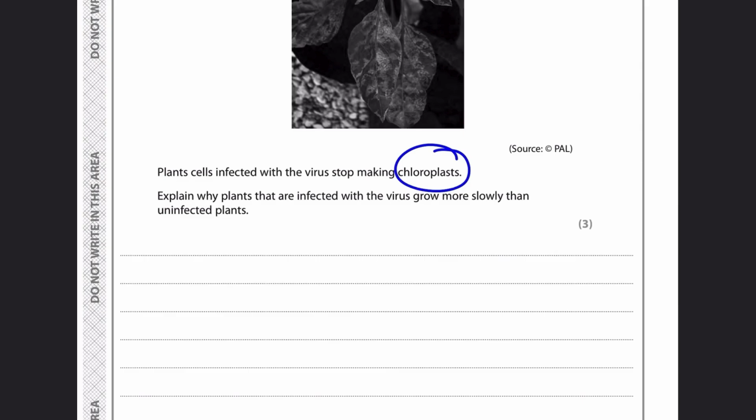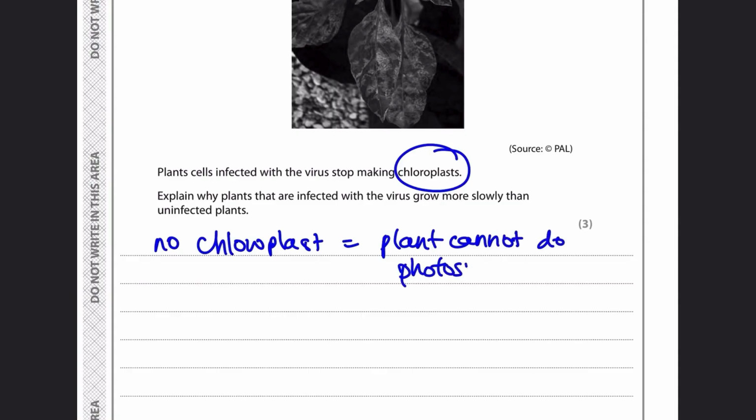So if the virus infects the plant and therefore makes the plant unable to make chloroplast, then what happens? You would link that up. Okay, so no chloroplast means that plant cannot do what? Keyword. That's right, photosynthesis. And then keep going.